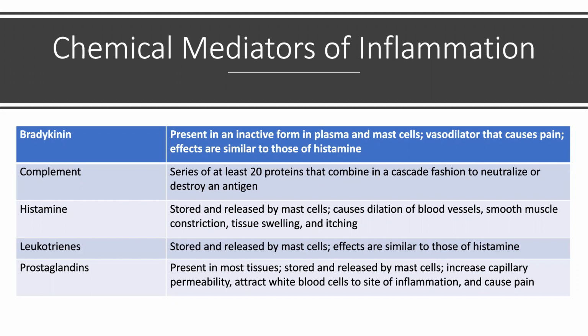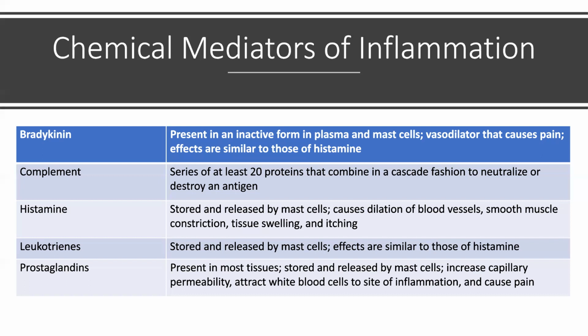Then we have the complement mediator. It is a series of at least 20 proteins that combine in a cascade fashion to neutralize or destroy an antigen. Then we have the histamine mediator, which is stored and released by the mast cells in the body. It causes dilation of the blood vessels, smooth muscle constriction, tissue swelling, and itching. Then we have leukotrienes, which are stored and released by the mast cells, and their effects are similar to those of histamine. Then we have prostaglandins.